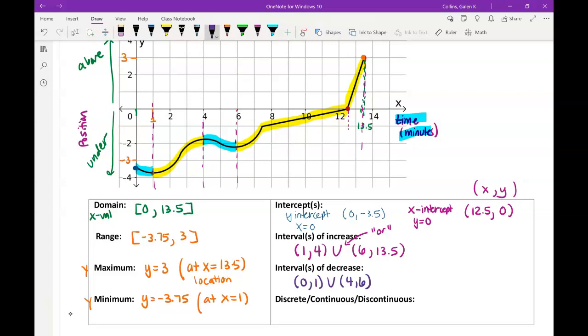All right, lastly, is the function discrete, continuous, or discontinuous? Well, we know it's not discrete because everywhere along the curves, along the lines, the points are joined. I don't see just points existing in my table without being connected. There are no discontinuities. So from x equals 0 to x equals 13.5, there's no place where this function doesn't exist. That makes this a continuous function. So this function is continuous across its domain.